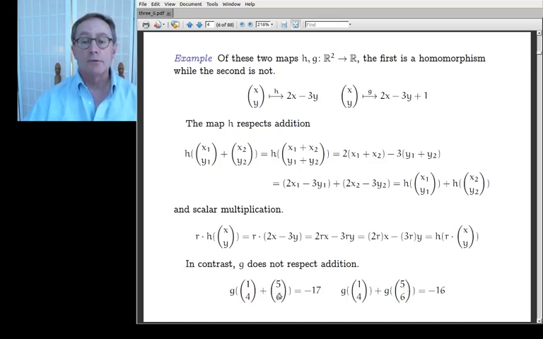I just wrote down the first two vectors that came to mind, and it turns out you get minus 17 in one case and you get minus 16 in another, and it just doesn't work. So what works for H here just doesn't work for G, and a person is right in suspecting that the minus 1 is the troubling aspect.